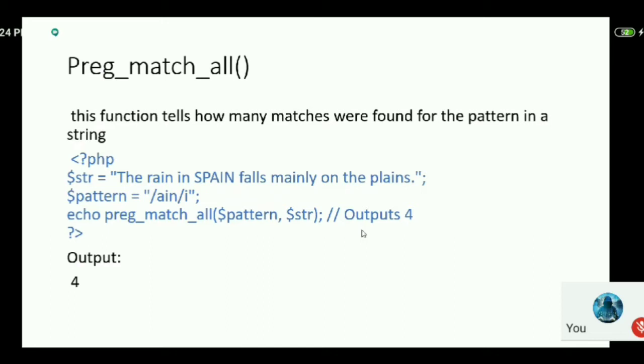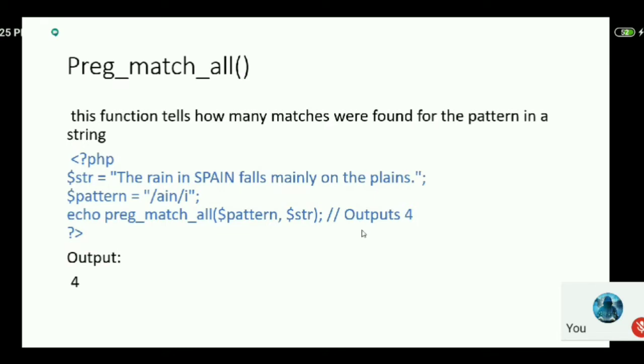In rain, there is A-I-N. In Spain, there is AIN. In mainly, again AIN is there. And plains also has AIN. So there are 4 matches in this. When I use this pattern, it matches all the 4 locations here. So the output will be giving 4 locations.